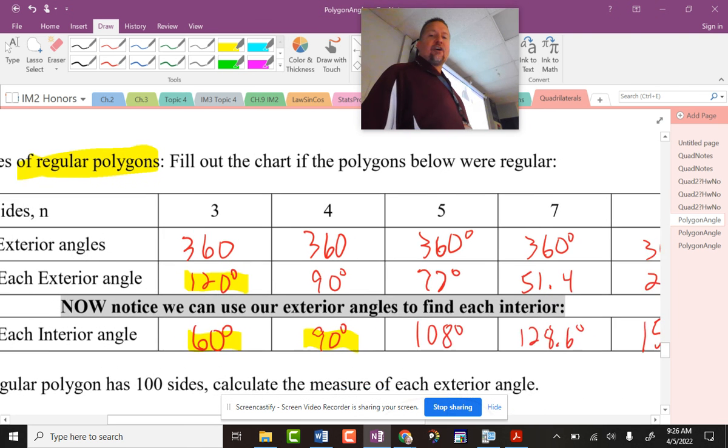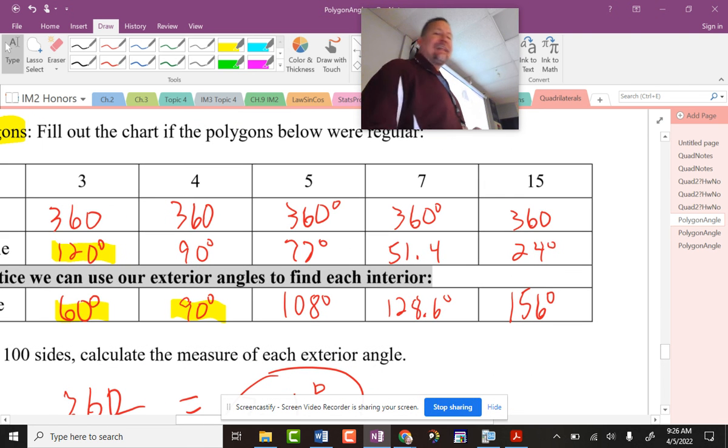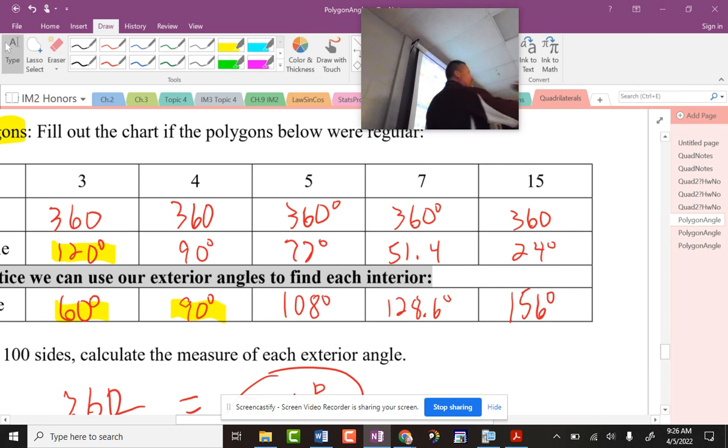Now notice how this chart works. For a pentagon, the exterior angles are 360. Divide that by 5, you get 72. From this, we could find what the measure of each interior angle is from the exteriors. All right, and that's the point of this chart. We got this one for heptagon. Well, let's look at 360 divided by 7. You get 51.4, supplement, 128.6. 15-gon, I think that was in our earlier thing.